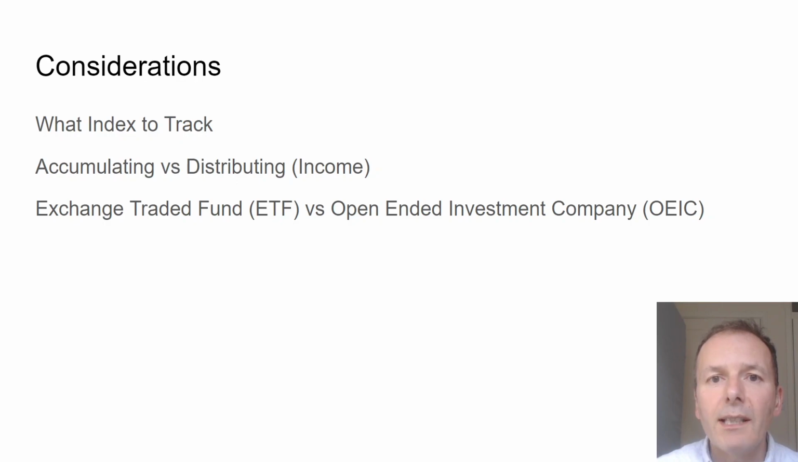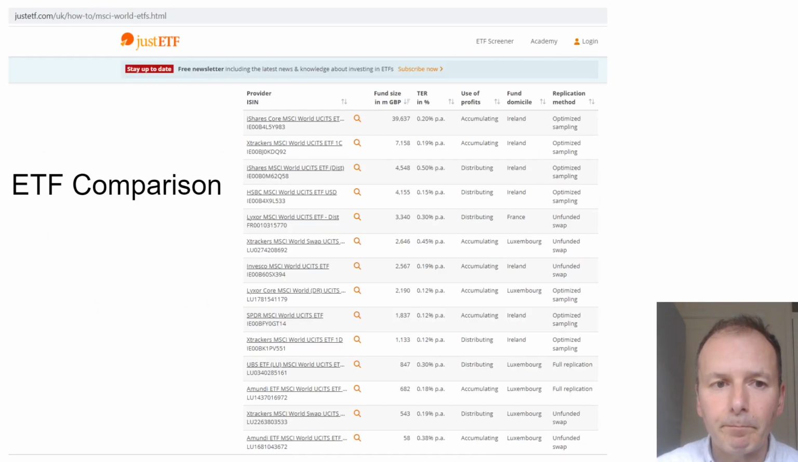So first of all, the considerations are, for a global tracker, what index to track, because there's several. Do you want an accumulating fund where the dividends are rolled up automatically, or a distributing one? Do you want an exchange traded fund or an open-ended investment company?